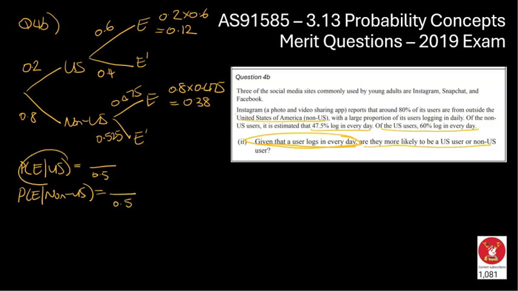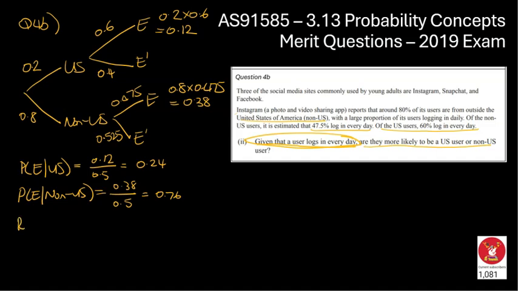And of the US users, 0.12. So 0.12 is going to be that. And then down the bottom there is going to be 0.38. Converting both of these to decimals, the probability that someone is going to log in every day given they're from the US is 0.24. And this one here is going to be 0.76. So that's given they're not a US member, how likely are they to be an everyday user?